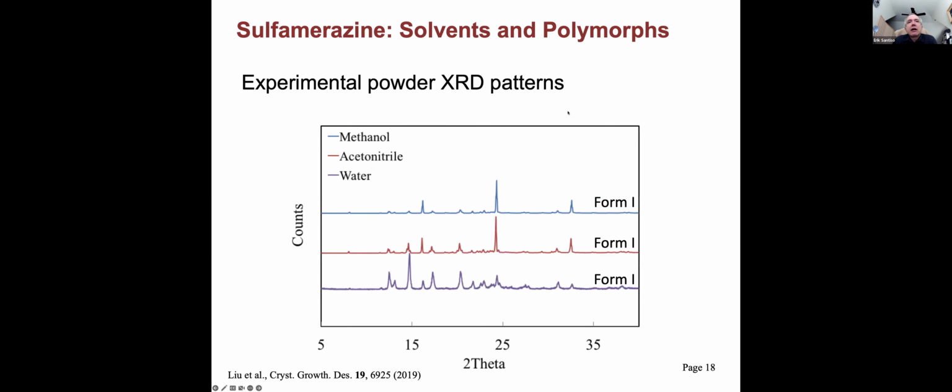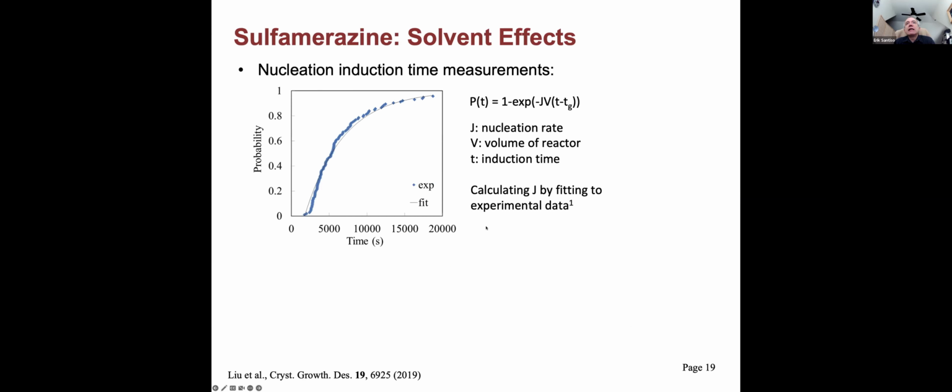The student who was working on this project was amazing, and not only like me was he able to just do simulations, but he actually did experiments. He went to Groton, to the research facility of Pfizer, and he did some experiments to try to validate his results. One of the things he did was to actually carry out these crystallization experiments and do XRD. And he found that indeed, in all three solvents, at ambient conditions you get form 1, so that's consistent with the results. The other thing he did was nucleation induction time measurements.